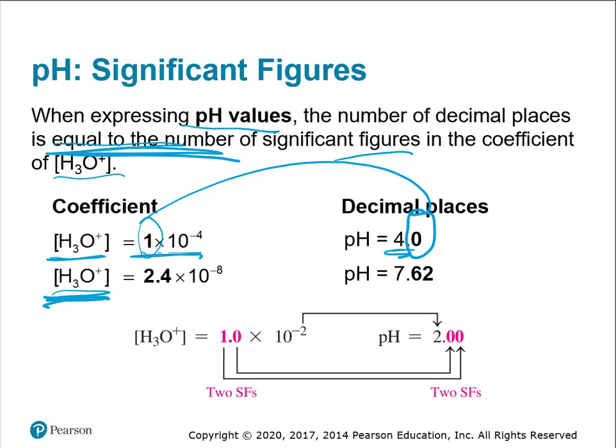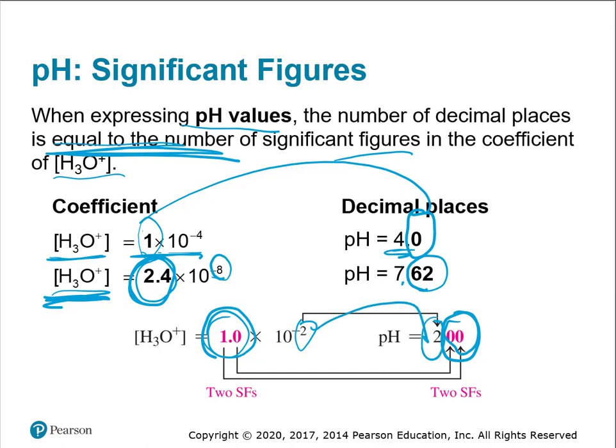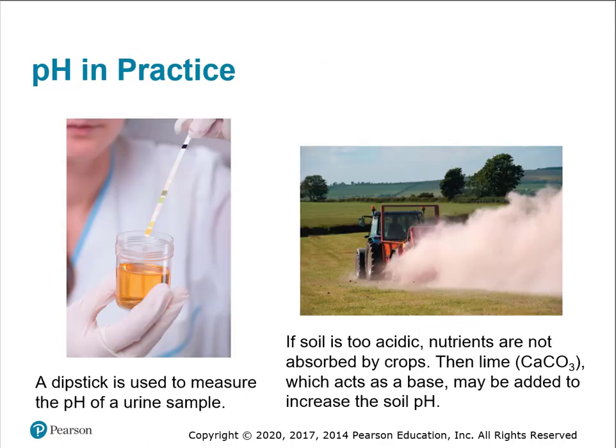If my hydronium ion concentration was 2.4 times 10 to the negative 8, my calculator is going to spit out a bunch of numbers, but I'm going to have 2 numbers after that decimal, so 7.62. If I had, again, 2 sig figs, I'm going to have 2 after my decimal. And this top number, that exponent, is going to tell me that I would have 1 whole number. This shows in real life. We would use a dipstick to measure the pH of a urine sample, and if soil is too acidic, nutrients are not absorbed by the crops.